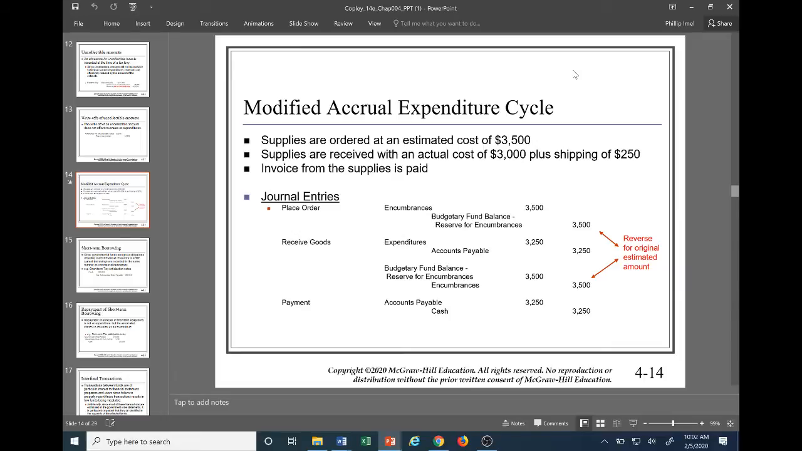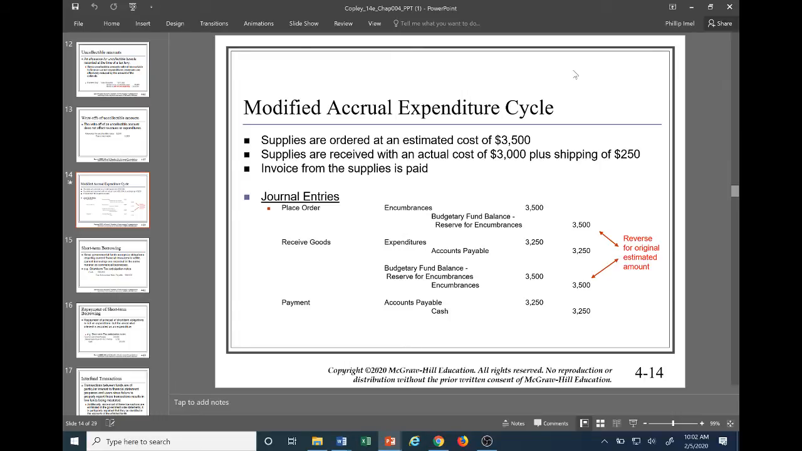So we can see here under the second entry under received goods, we've reversed the original encumbrance entry. So we now debit the budgetary fund balance reserved for encumbrances and then credit encumbrances. So now we're back to square one, right? But now we do have the goods, we've received the goods here. So now we do have a liability, right? So now we have to set up the liability, or set up the payable, or pay them, right? Well, in this case, the first thing they did was set up the liability. So now we actually incur the expenditure, right?